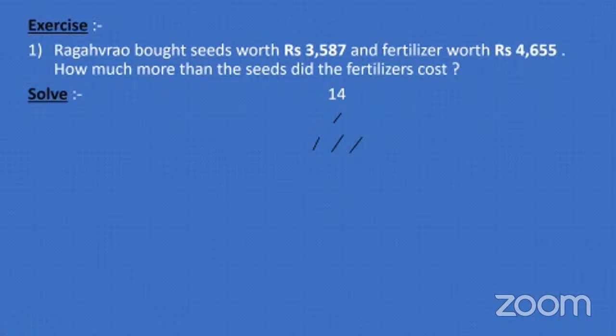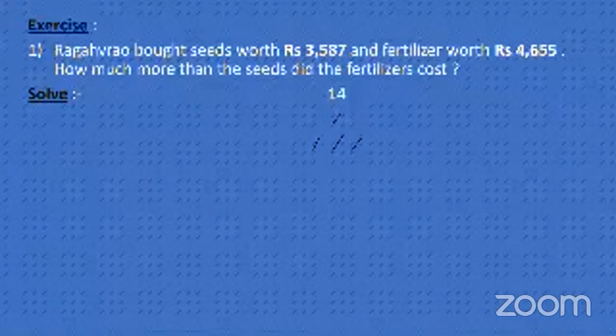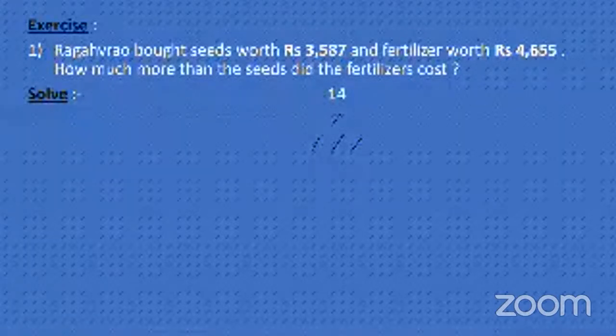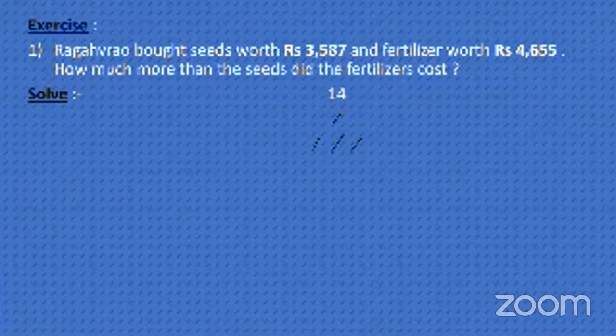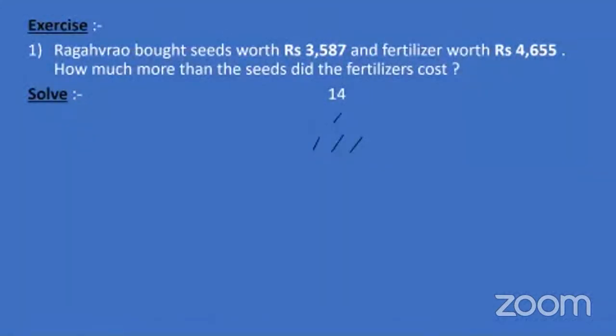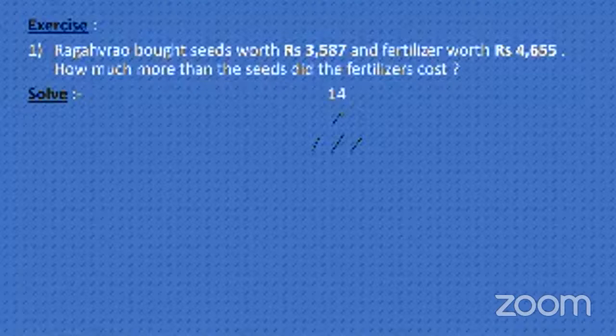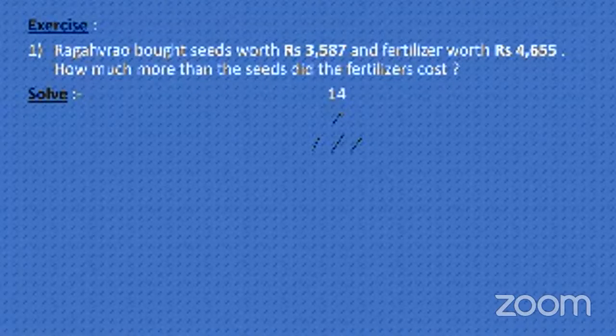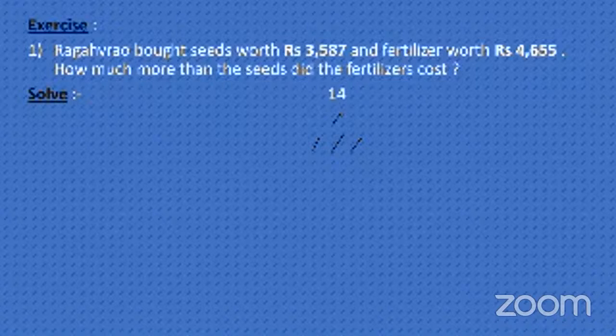Raghav Rao bought seeds worth rupees 3,587 and fertilizer worth rupees 4,655. How much more than the seeds did the fertilizer cost? Very good. Raghav Rao bought seeds worth rupees 3,587 and fertilizer worth rupees 4,655. How much more than the seeds did the fertilizer cost?